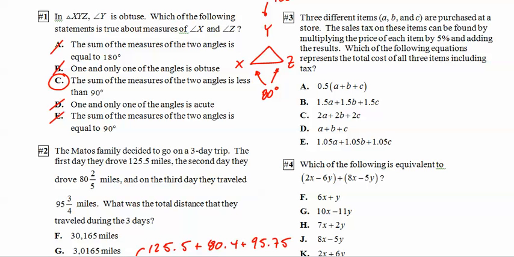It's up to you. 3 different items are purchased at a store. Sales tax on these items can be found by multiplying the price of each item by 5%, and then adding the results, as in A plus B plus C times 1.05, and then add them on. So that just described this right here. A lot of people struggle with this 5%. That's a 1.05 when you're saying what's the price of the item plus the 5%, so you have to go 1.05. If I just wanted the tax, I would go 0.05.